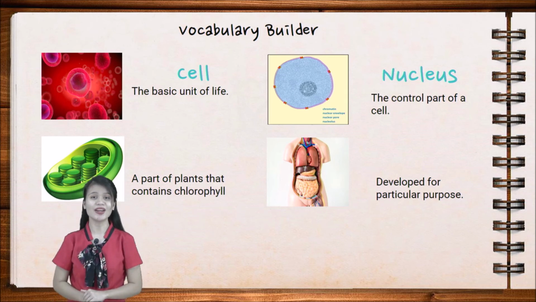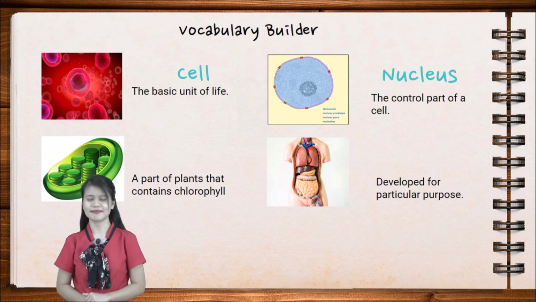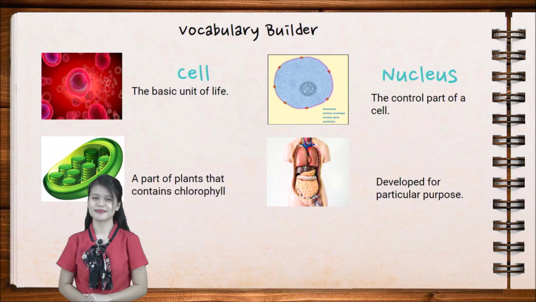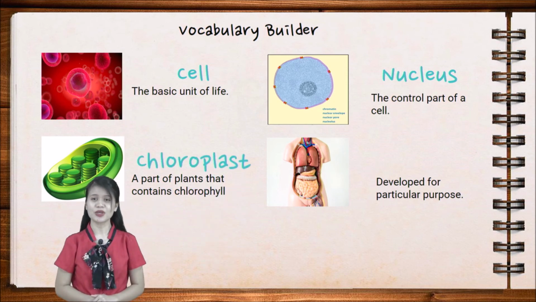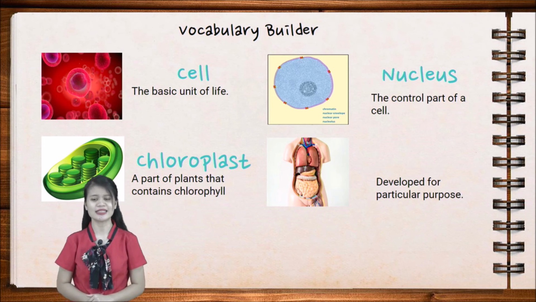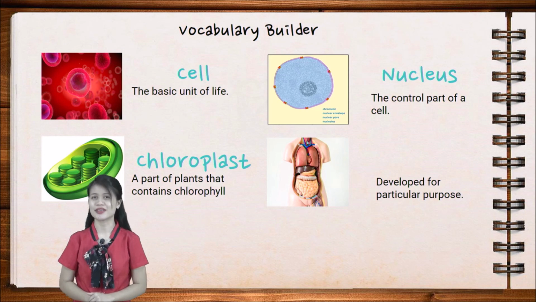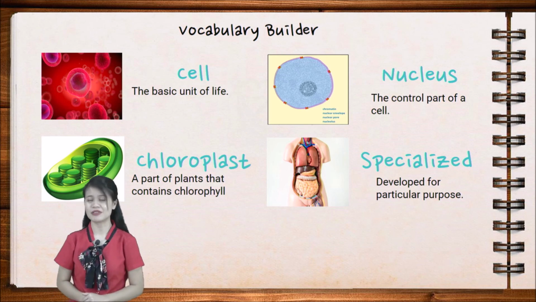Next, the color green picture. A part of plants that contains chlorophyll. What do we call that? Yeah, chloroplast. Lastly, developed for a particular purpose. What is it? Starts with letter S. That's already a clue. Yeah, specialized.